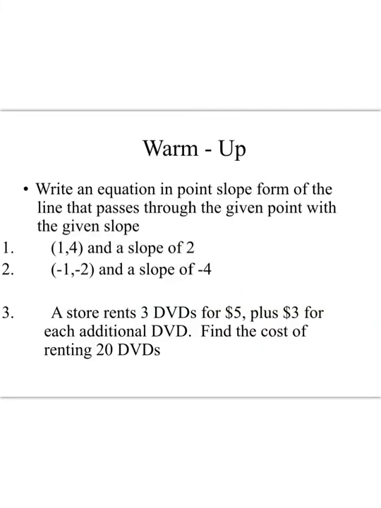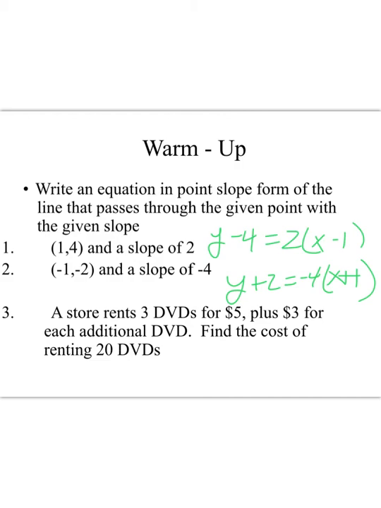All right, so here we go. We have a warm-up. So we're going to write an equation in point slope form. So this is going to be y minus 4 equals 2 parentheses x minus 1. And the second one would be y plus 2, because it's minus a negative, will equal negative 4 times x plus 1 again, because again, minus that negative 1.